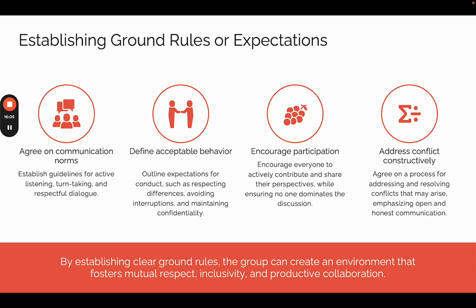So let's recap. You agree on communication norms, you define acceptable behaviors, you encourage participation, and then you ask, hey, how are you going to address conflict if it happens in your group? Do you have a safe word, or do you use an apology model or a feedback model or a start, stop, continue, whatever you're going to use, just make sure that you talk about it in your ground rules and expectations.